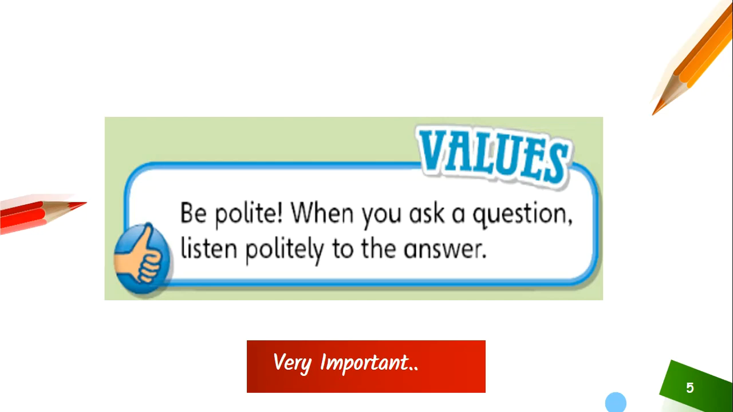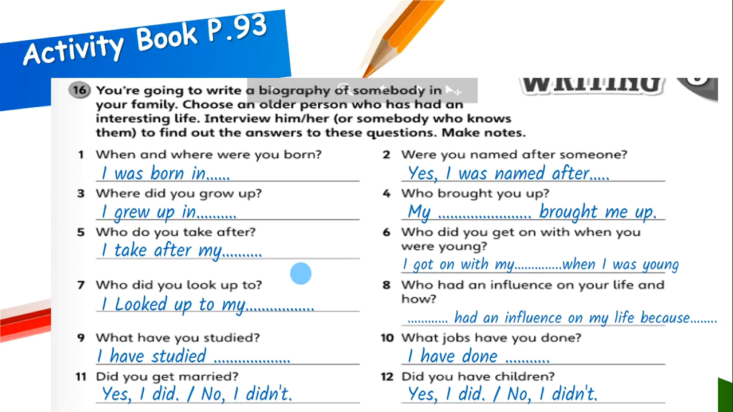When you ask a question to this elder person in your family, you have to be very polite with him or her and listen politely to the answer. When you ask, let this person say his full answer, and then you write down the answer in your book.